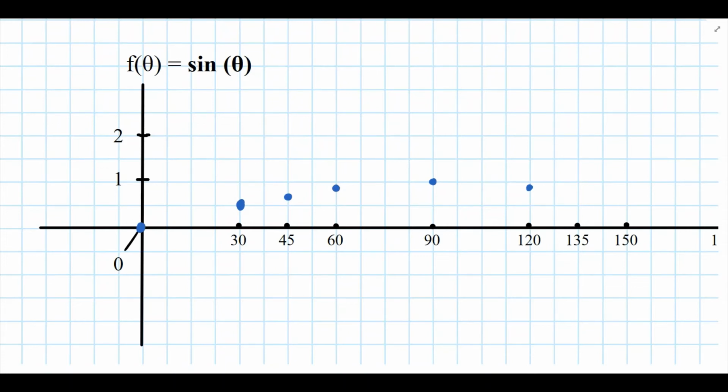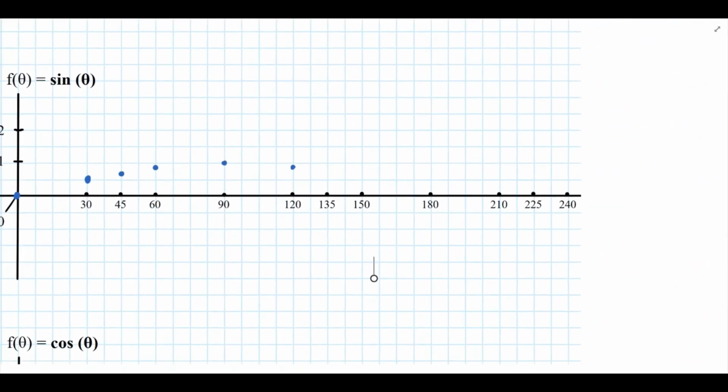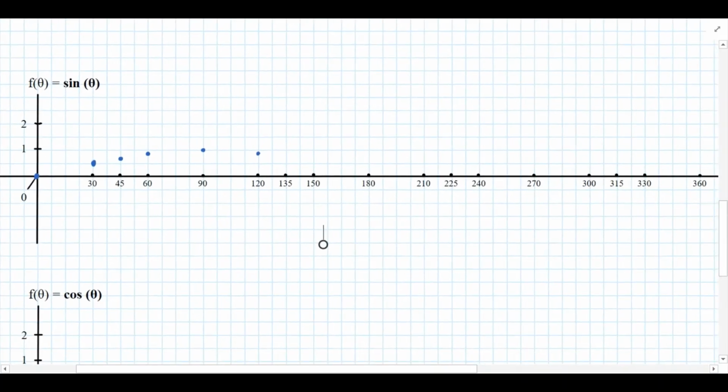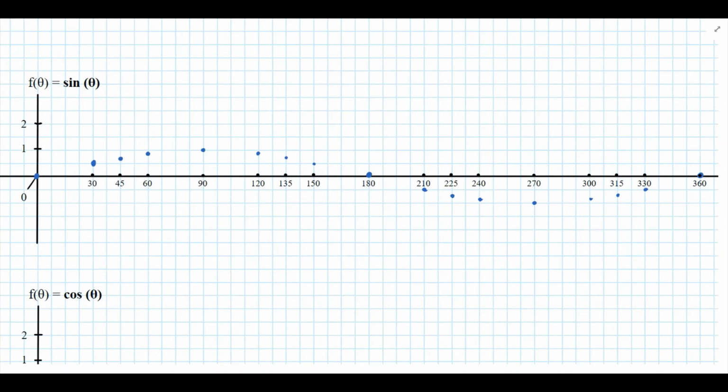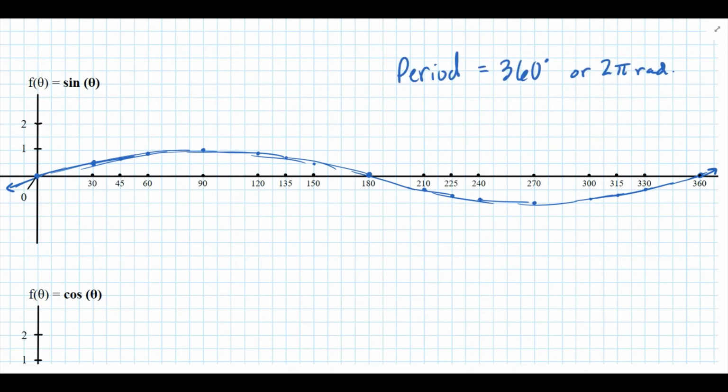You may have noticed a wave start to form and that we have reached a peak and we're starting to decline. If you continue plotting points of the sine function, it would look like this. The full cycle of the wave, or period, completes after 360 degrees, or 2 pi radians. It would then repeat indefinitely to the right and left.